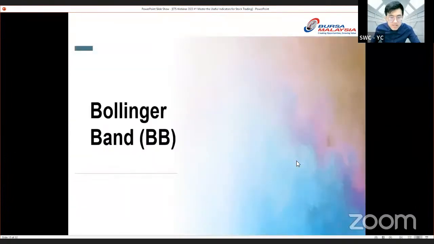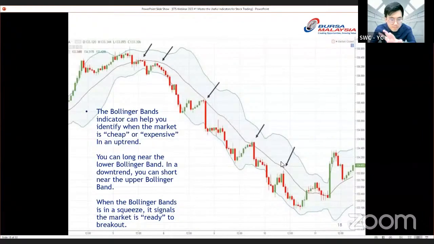Okay, so the next part is another indicator, which is the Bollinger Band. We call it BB. So basically, we use the MA with the BB. Okay, very easy. You can see there are three lines here. The middle one is basically the moving average of 20 days, the brown color one. Then it has an upper one and a lower one.